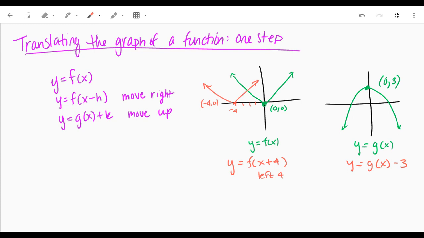This one is y equals g of x minus 3. That's going to move you down 3. So that 0, 3 will now be at 0, 0. And again, don't change any shape about it. You're just moving it down. Okay? So that's it for that one. They're going to get a little bit repetitive here because I think the next one is in 2 steps.